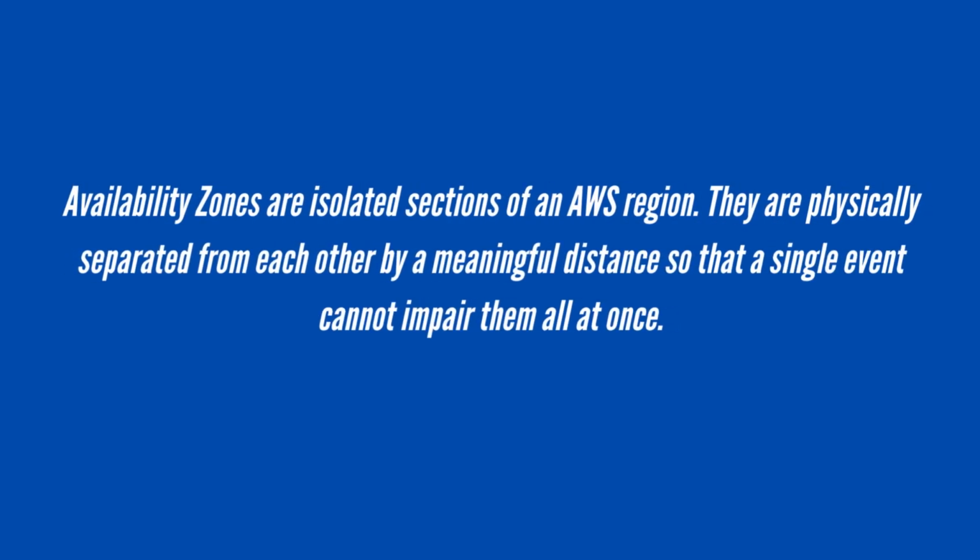Availability zones are isolated sections of an AWS region. They are physically separated from each other by a meaningful distance so that a single event cannot impair them all at once. For perspective, this single event could be a lightning strike, tornado, earthquake, or even a Godzilla attack. To achieve this separation, availability zones don't share power or other infrastructure. However, they are connected with fast and encrypted fiber optic networking so that application failover can be smooth.